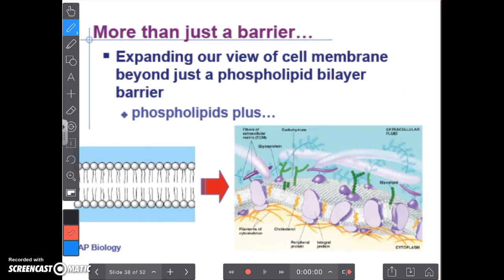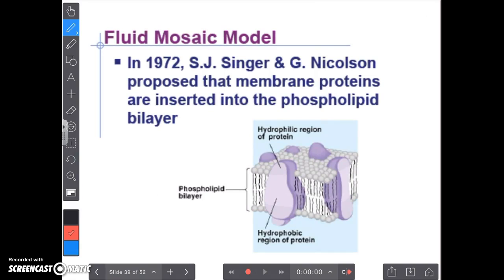Now when you look at the cell membrane, it is more than just a simple barrier. It's more than just those Dippin' Dots. It is a mosaic. There's a whole bunch of stuff scattered around because they have lots of different functions, from transport to signaling, transduction to attachment points to, I mean, you name it. There's a lot of different things going on on it.